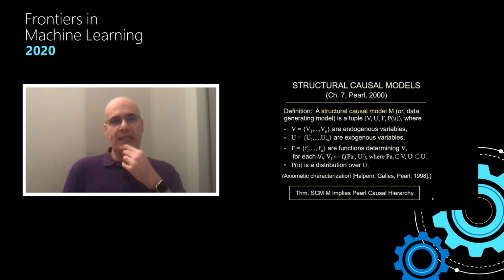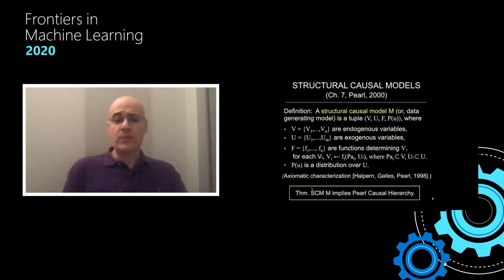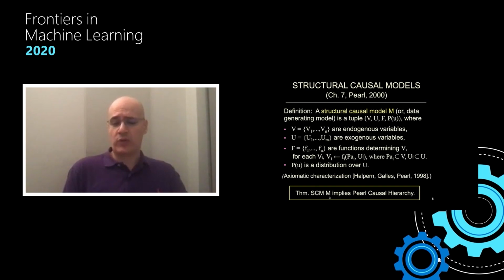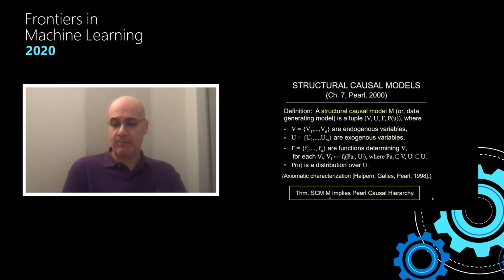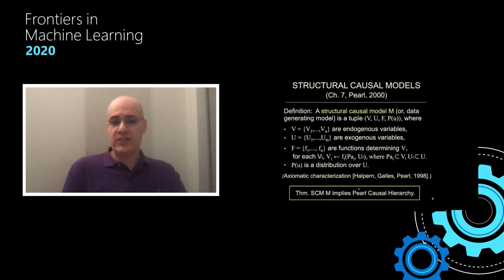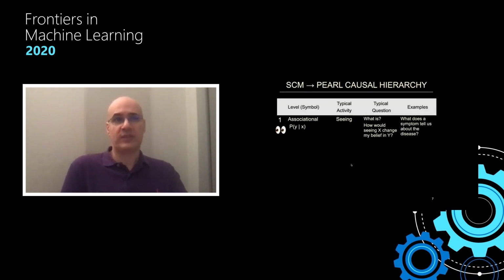Now, today we are interested in a different result, which is the following. Once we have an SCM, a structural causal model M, that is fixed for the particular environment or setting in which we embed the particular agents, this induces the Pearl Causal Hierarchy, or the PCH, which is called the ladder of causation in the Book of Why. Let's try to understand what the PCH is.